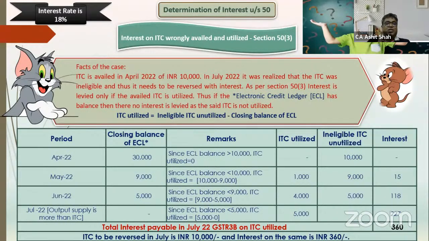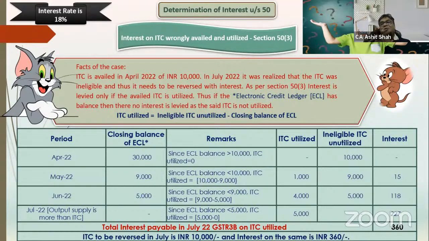out of 10,000 rupees. Now we are coming to the month of July 22, wherein my output supply is more than ITC because my balance is nil in electronic credit ledger. That means I have used the entire 5,000 rupees, so interest liability will apply on the entire 5,000, and this interest has to be payable in the month of July because in July 22 I have to reverse the 10,000 rupees excess ITC which has been taken in the month of April, along with interest at the rate of 18%. That comes to 360 rupees.